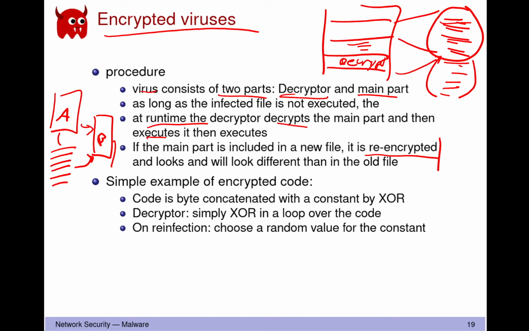For example, what you can do is just XOR it with some kind of constant. You write the constant here. This is some random bits, but once you apply it to the encrypted data, XORed one by one, you get the executable lines of code. And this constant can change from file to file. So you simply XOR in a loop over the code, and then you run it. You can also, when spreading to other files, choose a new random value.